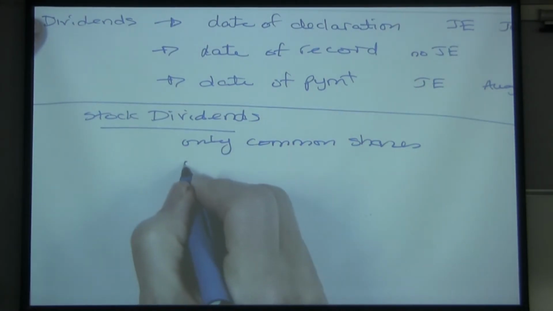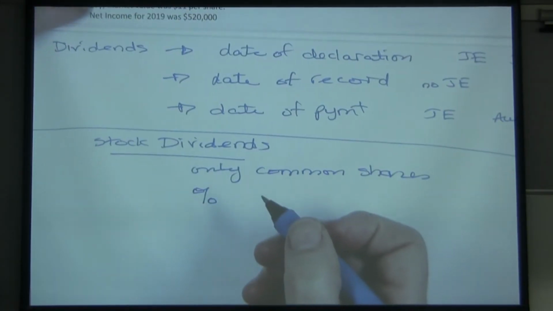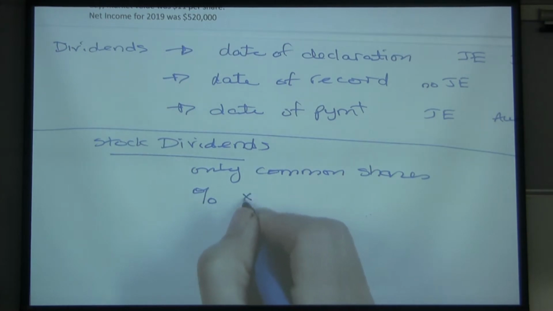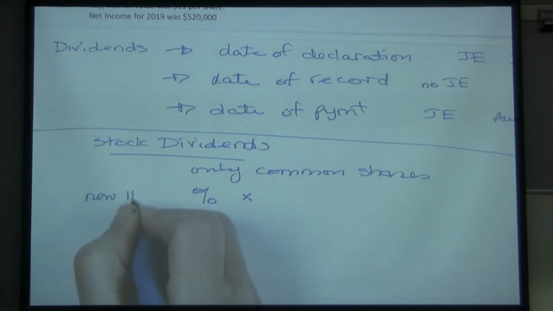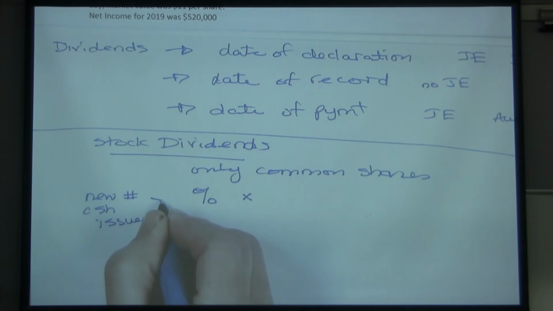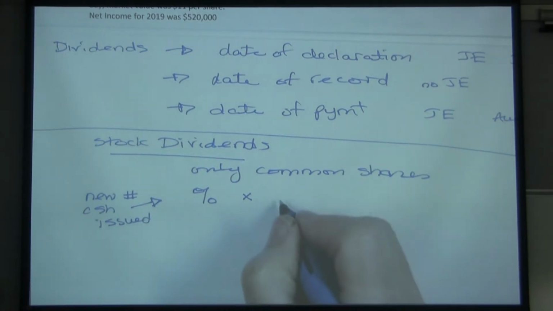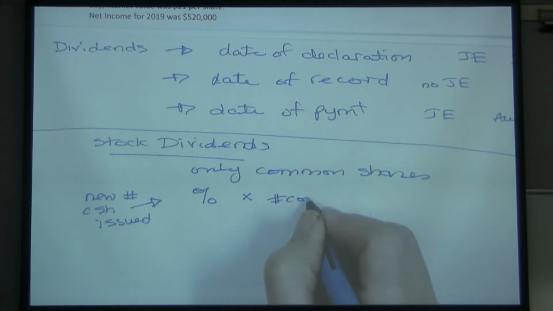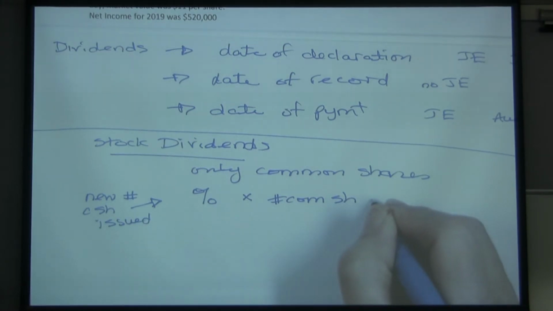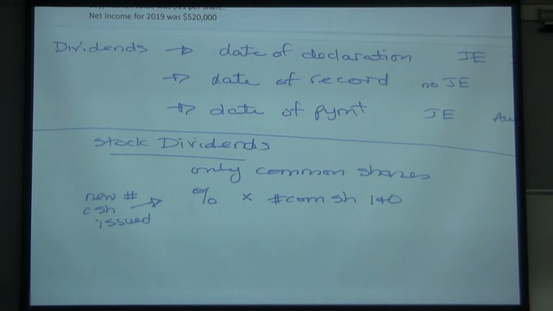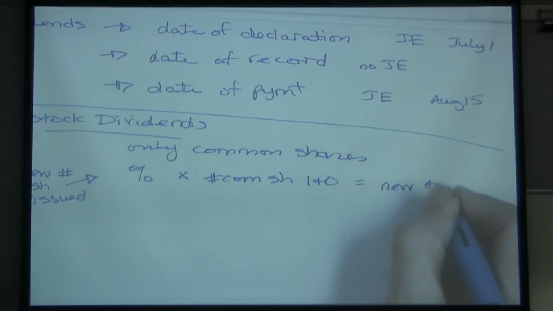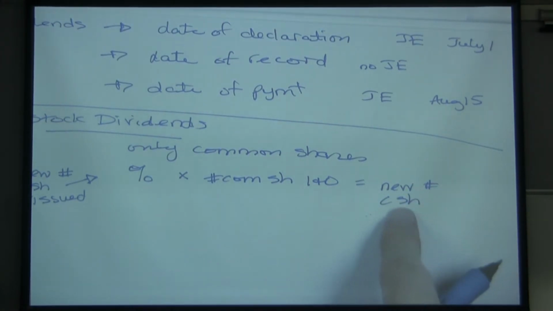They're expressed as a percent. So in this case, it's a 1% stock dividend. So we take the percent and multiply. This is to get the new number of common shares issued. We take the percent and multiply by the number of common shares currently issued and outstanding. And that will give us the new number of common shares with the stock dividend.